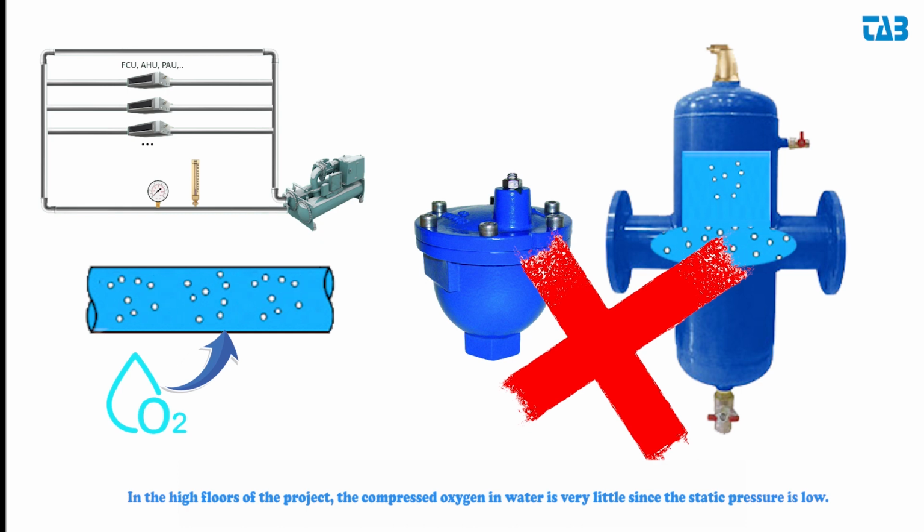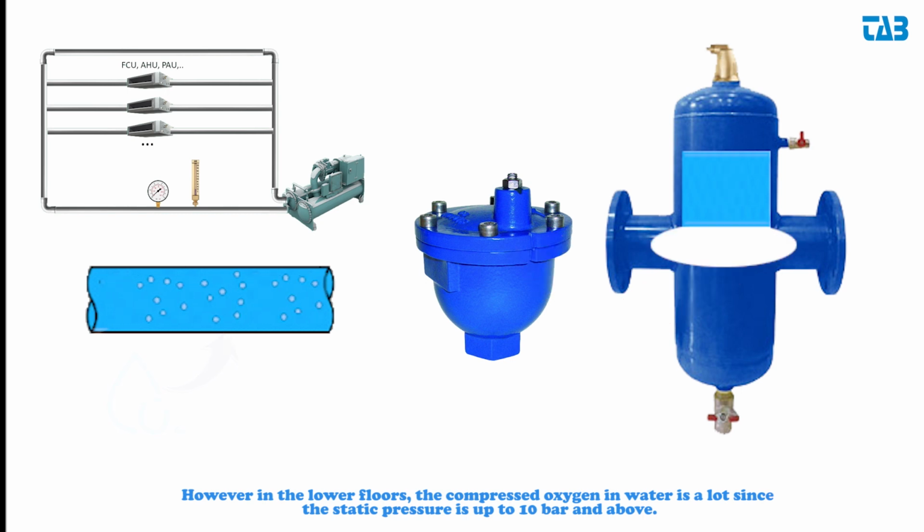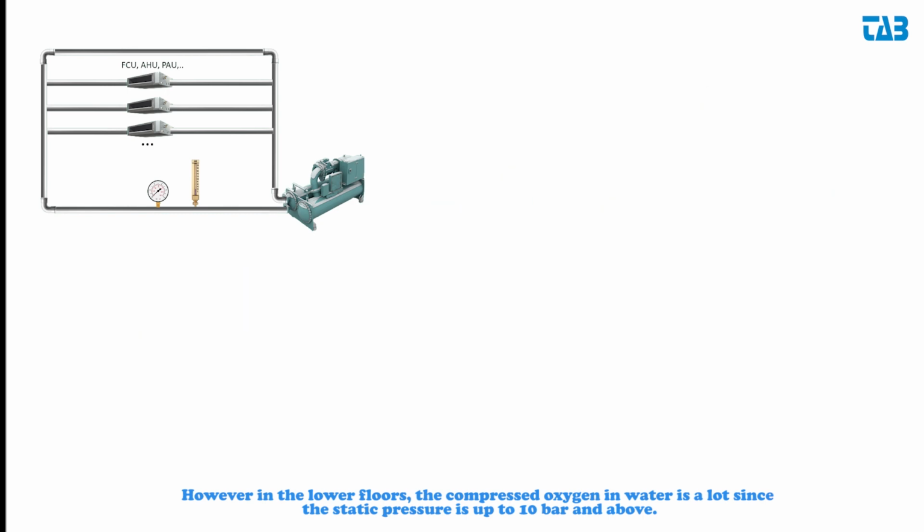In the high floors of the project, the compressed oxygen in water is very little since the static pressure is low. However, on the lower floors, the compressed oxygen in water is a lot since the static pressure is up to 10 bar and above.